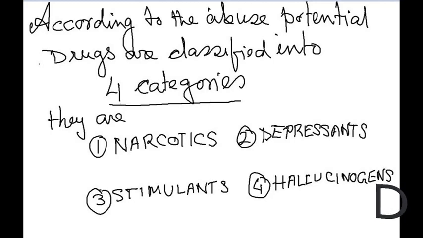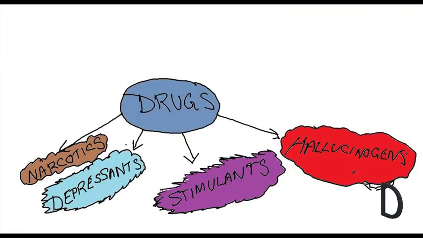Narcotics, depressants, which are mild sedatives, barbiturates, and tranquilizers, and stimulants are essential to practice modern science. The category that belongs to hallucinogens is used only for medical research purposes. These drugs, when administered without medical supervision, are said to be abused.